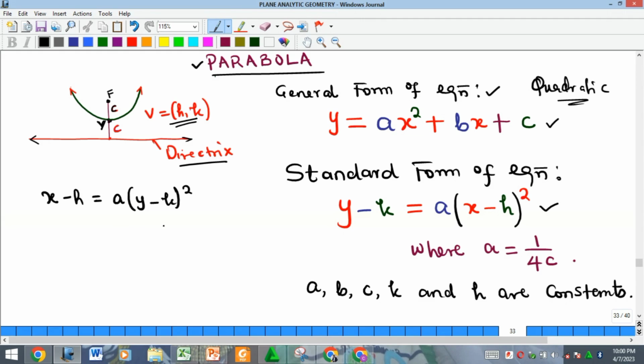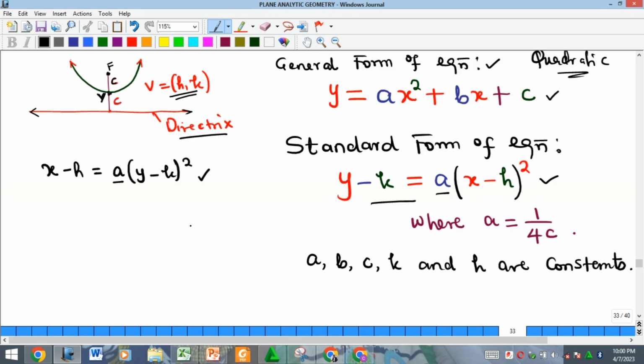Now, if the equation is of this form, your curve, the parabola, will open towards either left or right, depending on the nature of your a. We'll still see that one in our later video. However, if it is of this first form I wrote here, then it opens upward or downward, also depending on the value of a. Meanwhile, this particular equation can also be written in other forms.